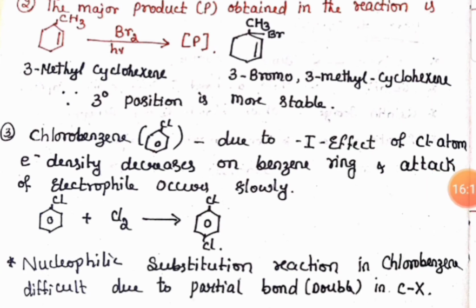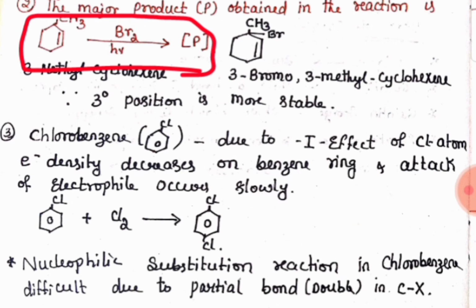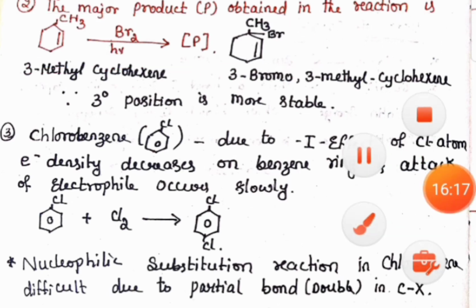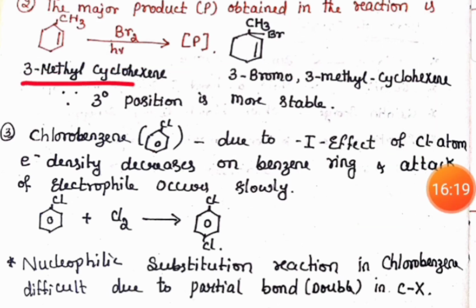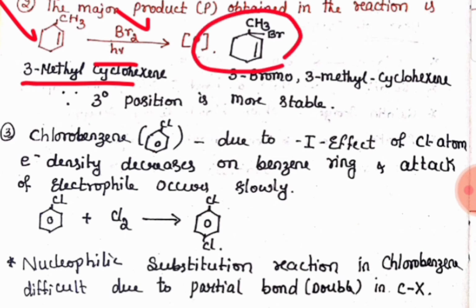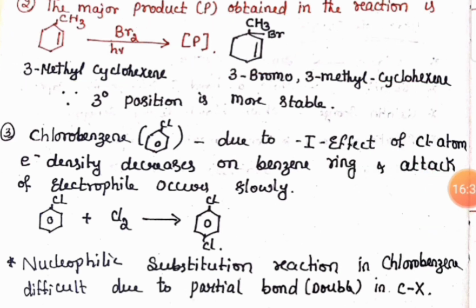Now in this particular reaction, we need to find out the major product P. Here we have 3-methyl cyclohexene. This is 3-methyl cyclohexene that we have to treat with bromine in the presence of light. Now we will get the product, the major product, 3-bromo-3-methyl cyclohexene. Why is this the major product?